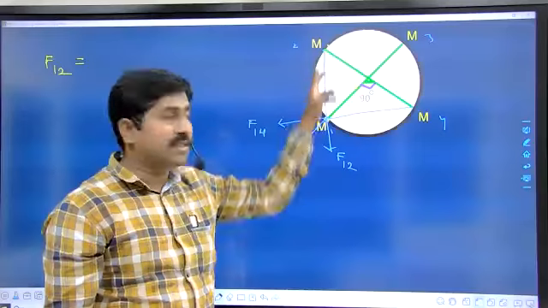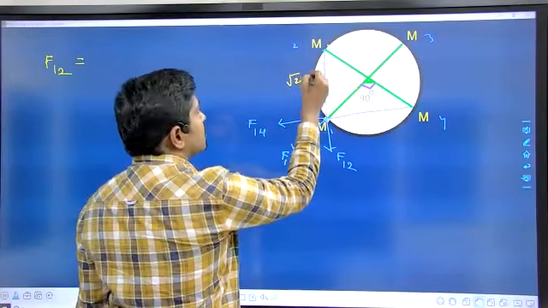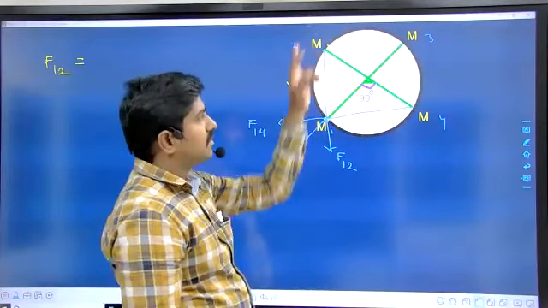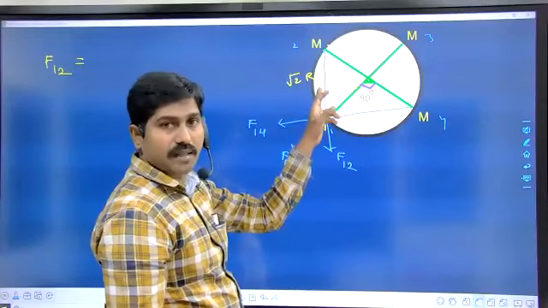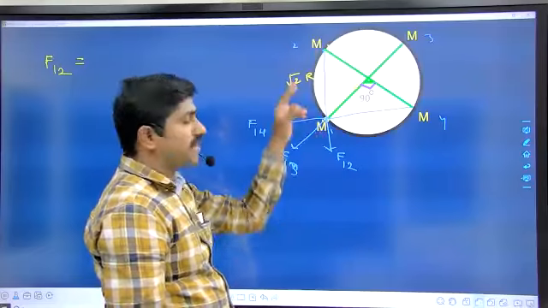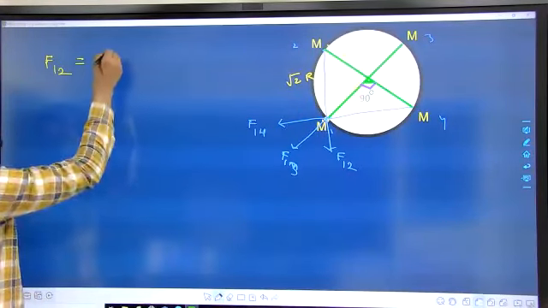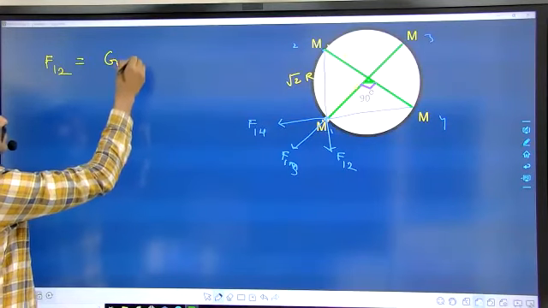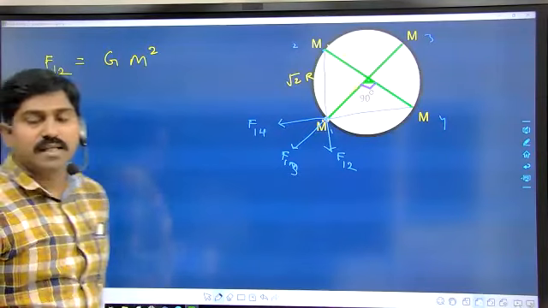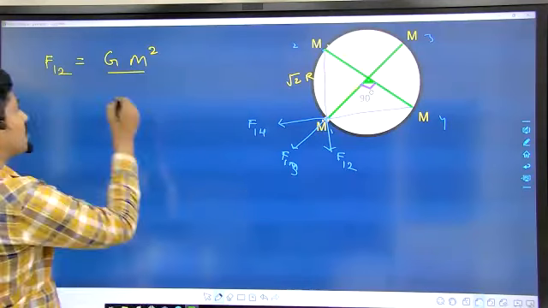This is just the hypotenuse for this given triangle. So what is the length of this particular one? This is root 2 r only. If the radius of the circle formed by these particular masses is r, then the distance between two masses will be root 2 r, since the angle is 90 degrees there. What is the force formula? Of course, we know that G M1 M2, and both are the same masses, no? So G M squared by, what is the distance? Root 2 r whole squared.